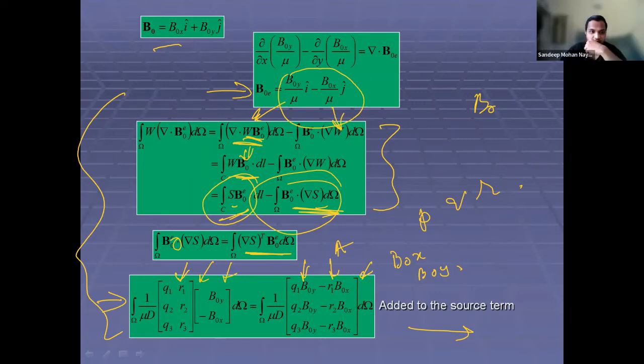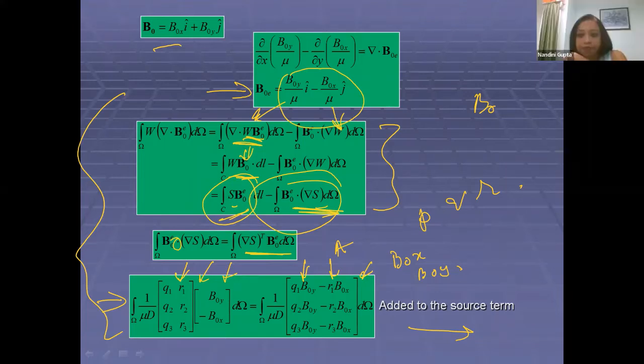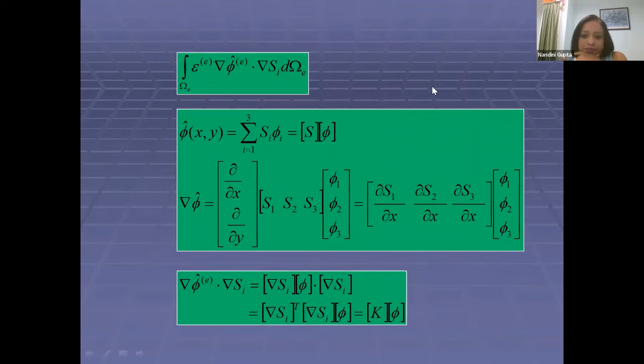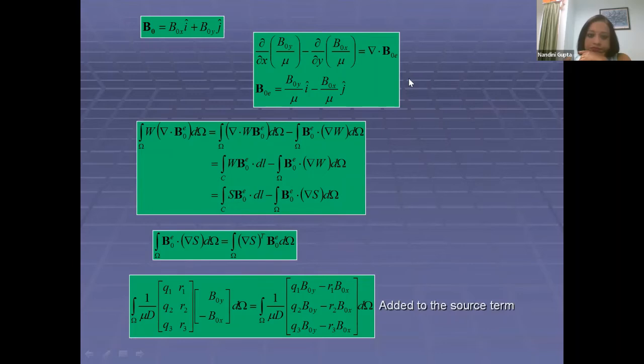Ma'am, Q and R, they are functions of X and Y. Yeah. That's the PQR I had defined in one of the very early lectures. Okay, now to answer your question.